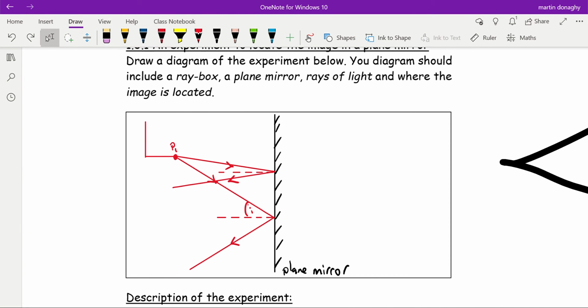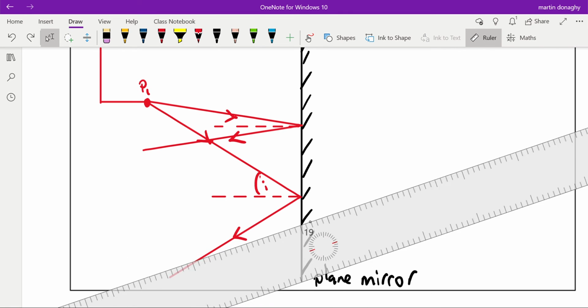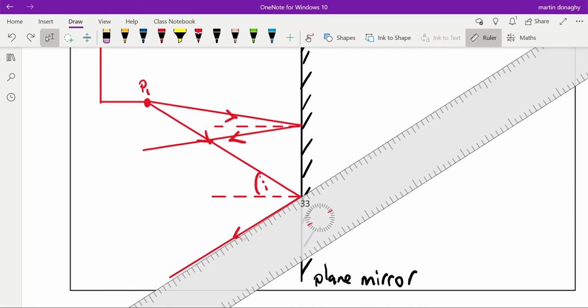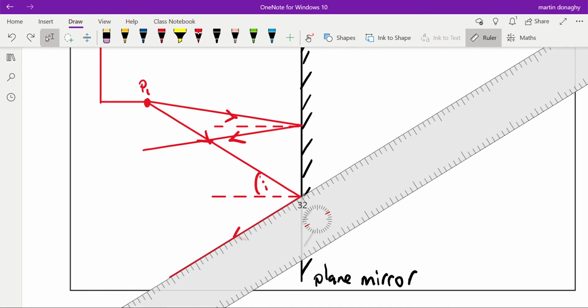So, using your ruler, we track these rays of light backwards. Key thing to remember is they don't actually come from here. The ray of light doesn't go behind the mirror. We're just finding out where it appears to come from. We're drawing construction lines here. We're not drawing rays, so we don't make them solid. We make them dashed, and we don't draw arrows on them because the rays don't travel in that region. So we draw a dashed line going back the ways.